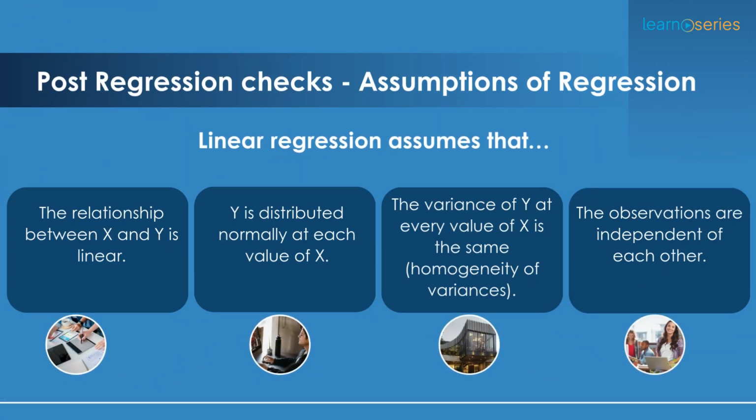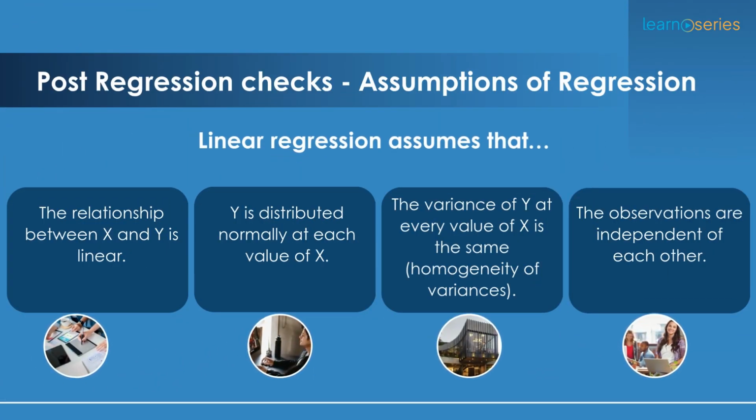Now these are the assumptions the model takes. It's also an interview question: what assumptions are taken while creating a regression or linear model? So the assumptions are: the relationship between x and y is linear; y is distributed normally at each value; the variance of y at every value of x is the same; and the observations are independent of each other.